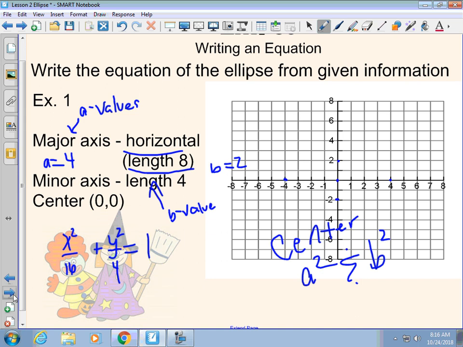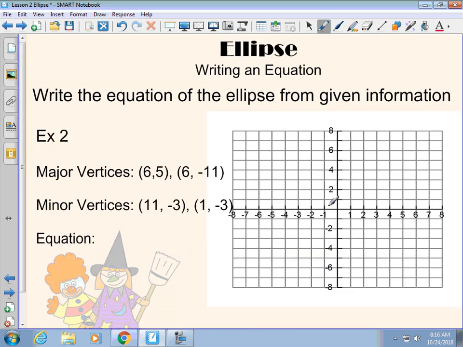All right, let's look at another one. This time they give us the major vertices. So plotting these on my graph here might not be helpful to me because I don't actually have negative 11 and positive 11 on my graph. But I can get some really valuable information from just the points without graphing them. So I'm going to do this one without graphing. But again, if you need the graphing, please find a piece of graph paper and graph it out so that you can see it.